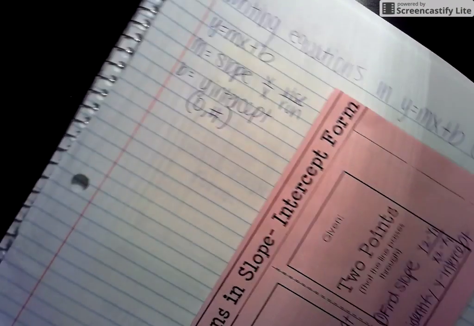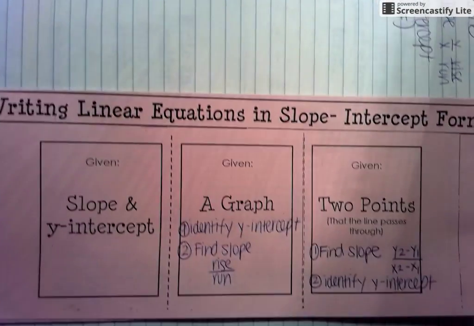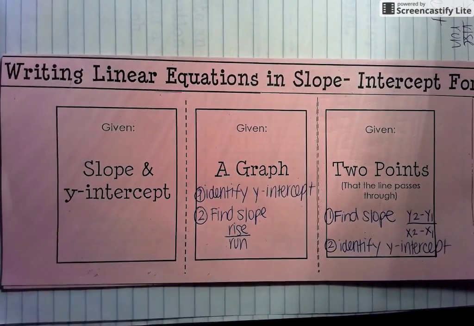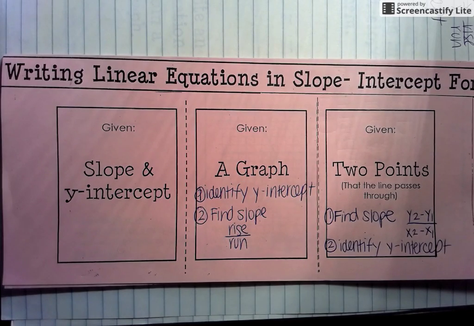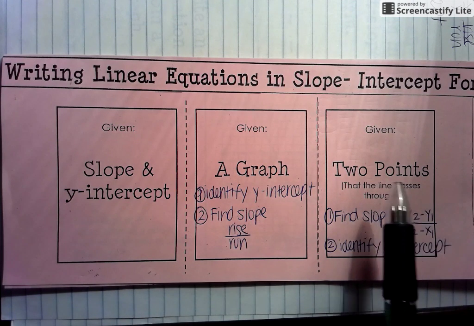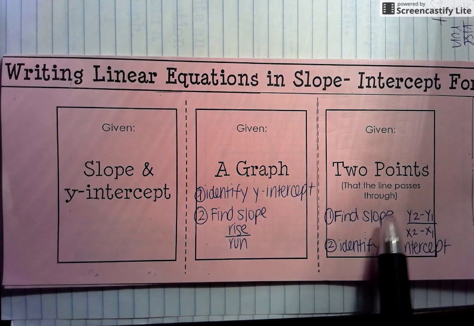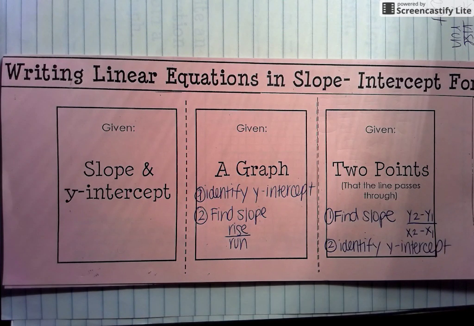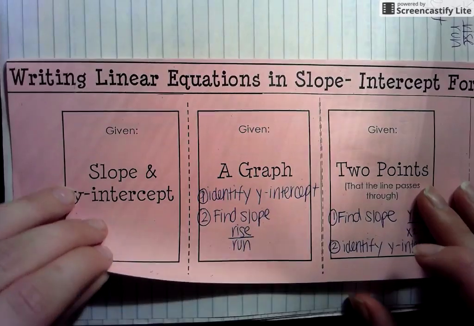So if we look at our notes, we have three possible ways that we can write linear equations. So if it's given, slope and y-intercept. If it's in a graph, you must first identify the y-intercept, then find the slope. And then if it's 2 points that the line passes through, you want to find the slope using y2 minus y1 over x2 minus x1, and then identify the y-intercept. So we're going to first look at the slope and y-intercept if that was given.